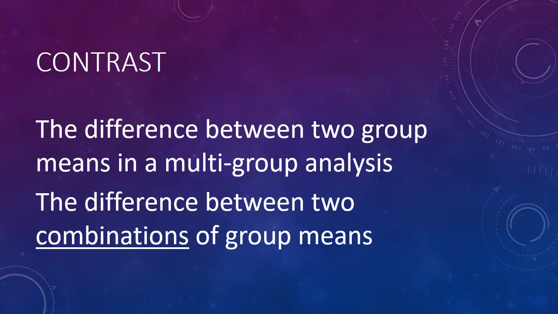For example, we could talk about the difference between the low-calorie diet and the low-carb diet. Or we could look at the difference between the low-carb diet and the control condition. Or we could look at the average between all 3 special diets and compare it with the control condition.